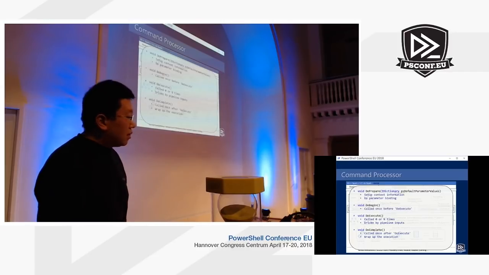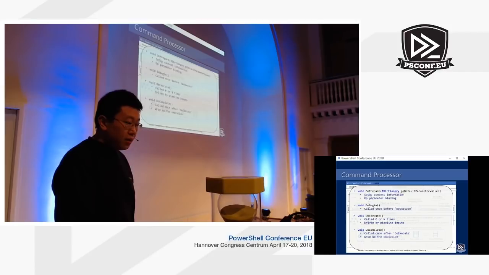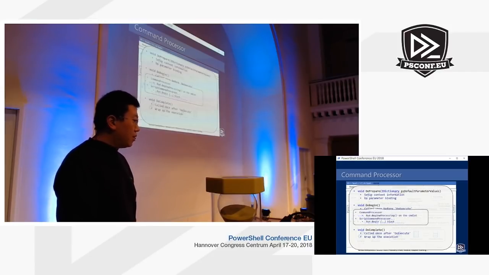DoBegin will be called only once before DoExecute, allowing the command to initialize itself. For CommandProcessor, it's going to run the BeginProcessing method on the underlying cmdlet. For ScriptCommandProcessor, it's going to run the begin block. For NativeCommandProcessor, it has already been set up in the DoPrepare phase, so it does nothing here.